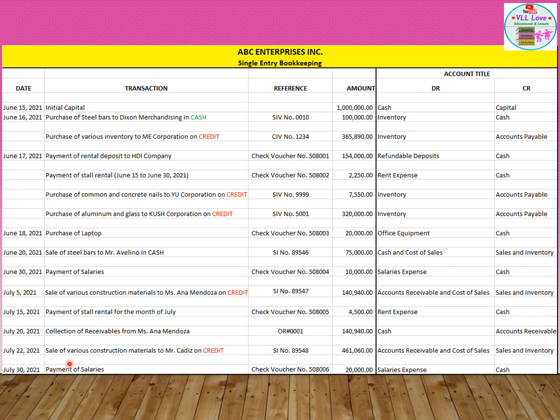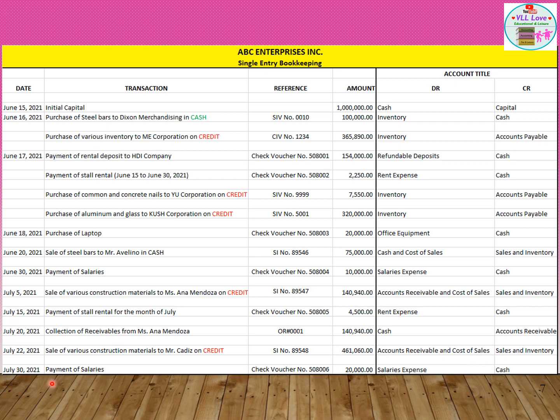Next, on July 22, sale of various construction materials to Mr. Cadiz on credit in the amount of 461,060 pesos. So the affected accounts are accounts receivable and cost of sales, and inventory as part of the credit side.